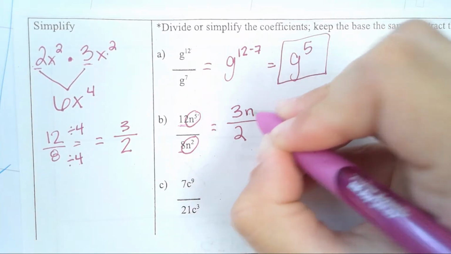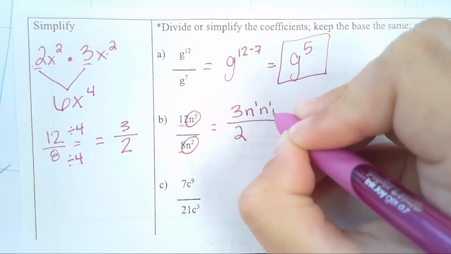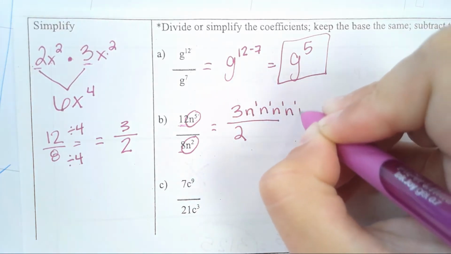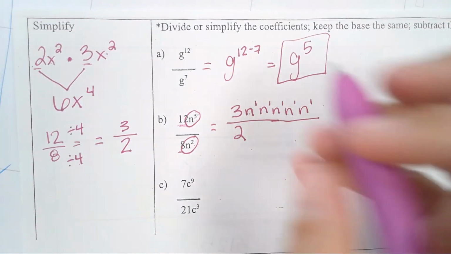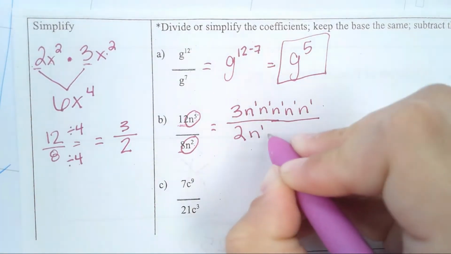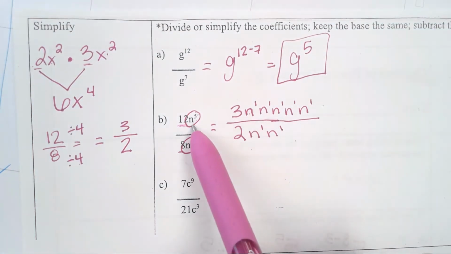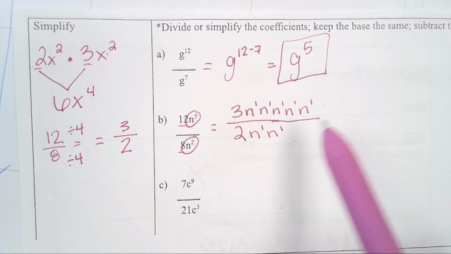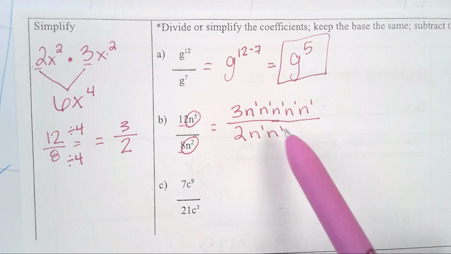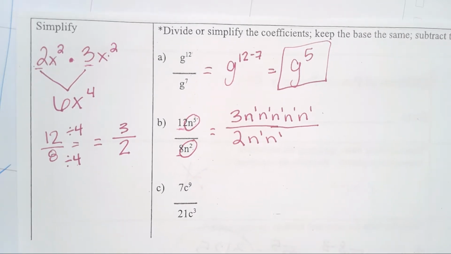So let's just do this 5 times. 1, 2, 3, 4, 5. And then let me just do the same thing down here at the bottom. So 1, 2. So into the fifth, I rewrote that 5 times for n to the first. Into the second, I wrote it 2 times for n to the first.